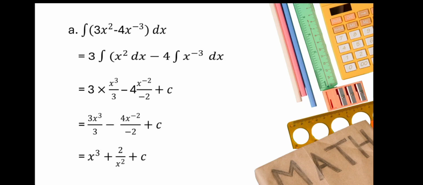Then simplify, we get x cubed plus 2 over x squared plus c. So the integral of 3x squared minus 4x raised to negative 3 with respect to x is equal to x cubed plus 2 over x squared plus c.